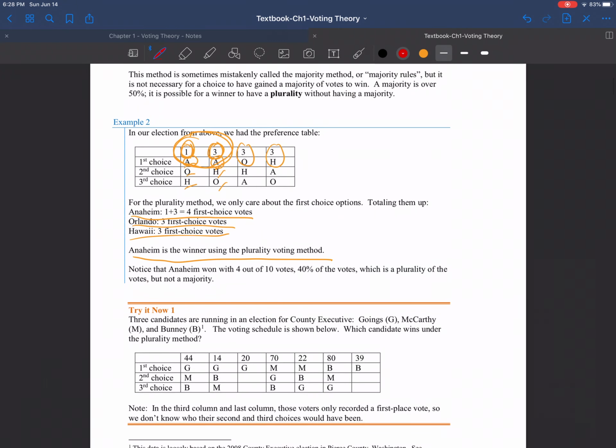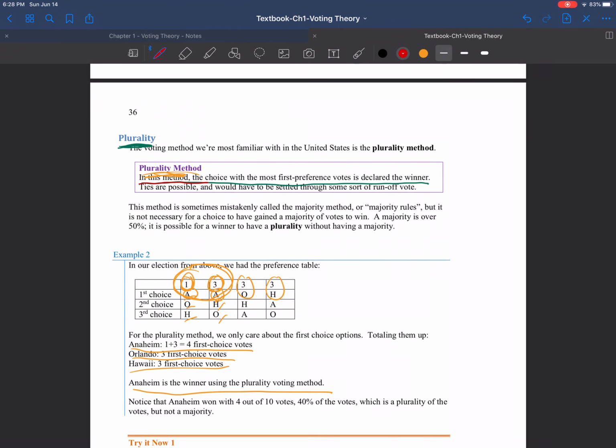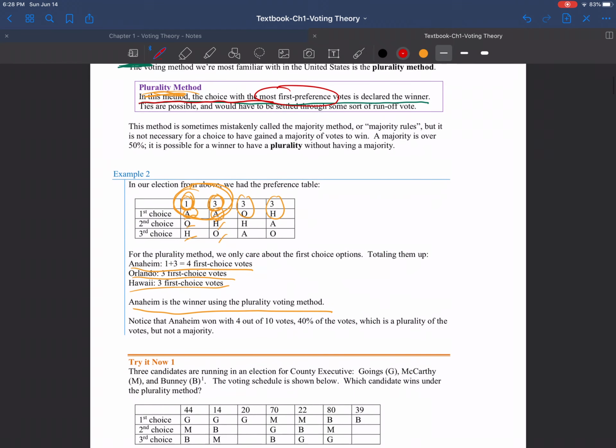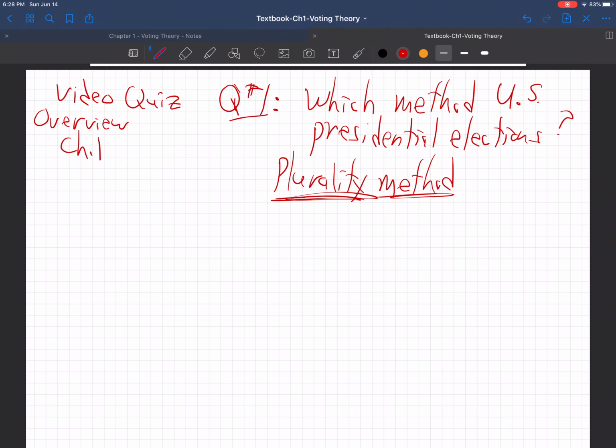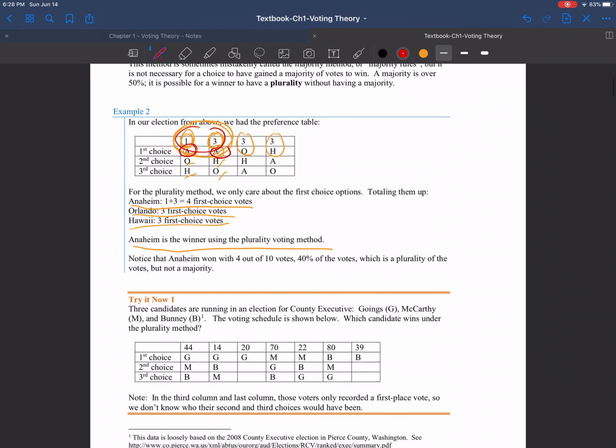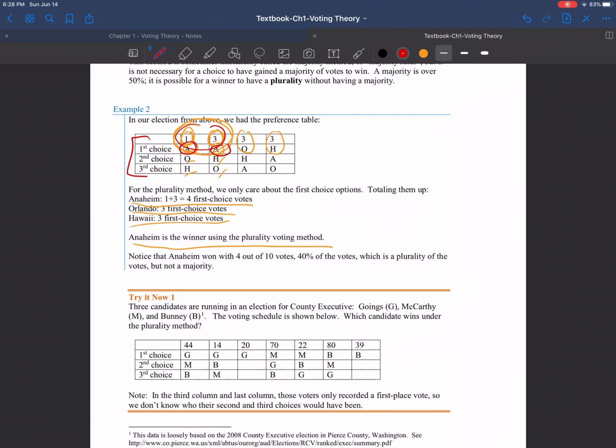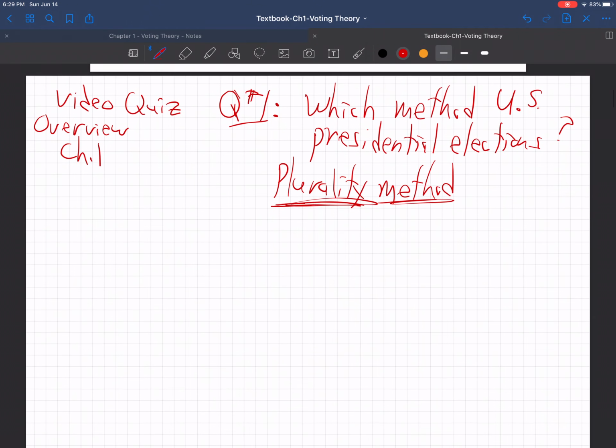Meaning, what? What did it say up here, plurality? In this method, the choice with the most first preference, most first place votes, just like Anaheim, had the most first place votes, right? Isn't that what we do? In the election, nobody even asks us our second favorite and third favorite, do they? When you go to vote for the president, you just vote your favorite. They don't even ask you your second favorite, third favorite, fourth favorite, fifth favorite. Notice, we don't even give them our preferences. We don't even do a whole preference ballot. So that's the method we use.